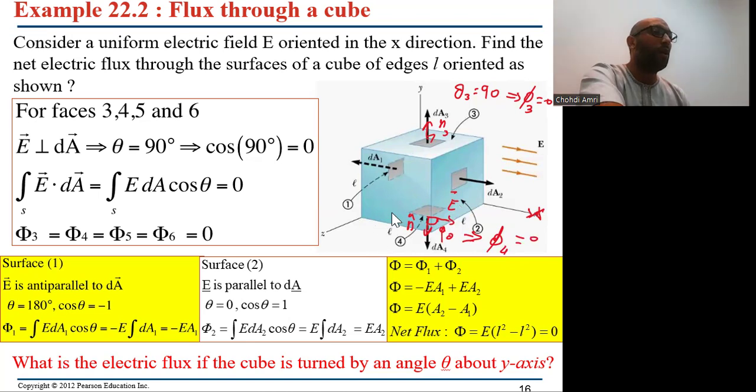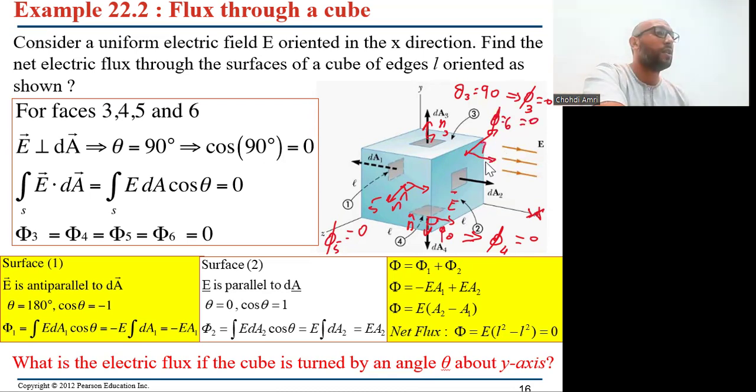What about this surface area? Let's say this is 5. The angle between the electric field and this normal vector is also 90. So phi 5 is 0. The other face, let's say this is 6. Phi 6 also will be 0. Why? Because the angle between the electric field and the normal vector n6 is 90 degrees. So we can say that phi 6 is also 0.